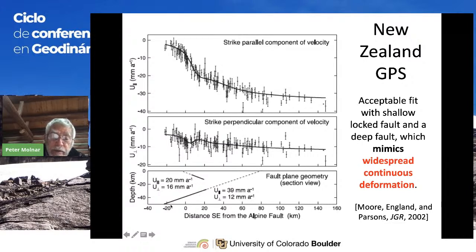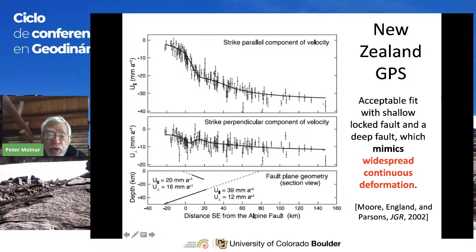Another dipping fault down in here. This is merely a gimmick to try to fit these data. The data don't really, there's no fault down here. That's just an excuse to fit the data. The point is, in order to fit these data, one has to spread deformation over a wide area. So it's widespread, and this looks like continuous deformation. Of course, this is too short a period to be sure, because an earthquake could undo a lot of this.